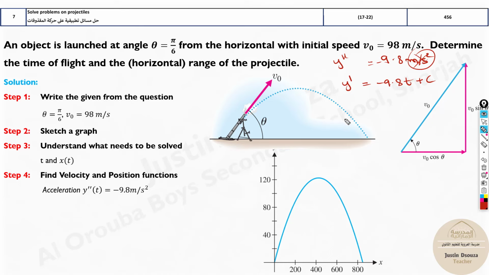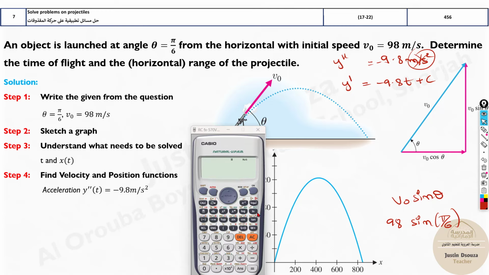Y means it's vertical, x means it's horizontal, right? Now let's find out what is v naught sine theta. That is the vertical component of the velocity. It's 98 sine pi by 6. So you need to put that in the calculator and find it. Here it's 98 times sine of pi divided by 6. Now if your calculator is not in the radian mode, you need to change it to radian. Shift mode and 4, and the answer is 49. So the c value here is 49, that is in terms of meters per second. Over here I'll just write y dash is negative 9.8 t plus 49.